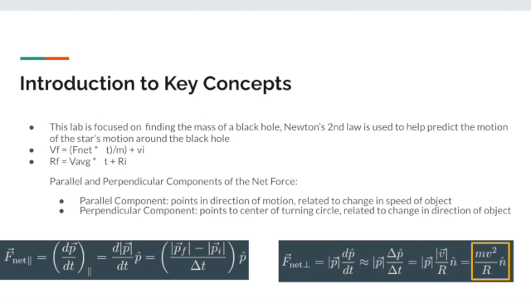V final is equal to F net times time divided by mass, plus V initial, and then r final, which is position, is equal to V average times t plus r initial.